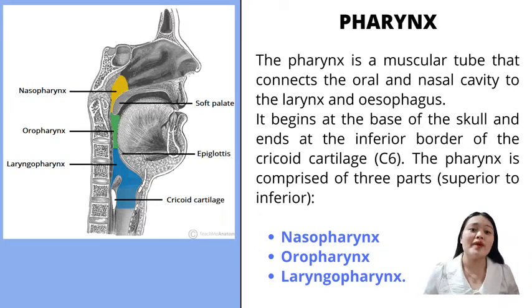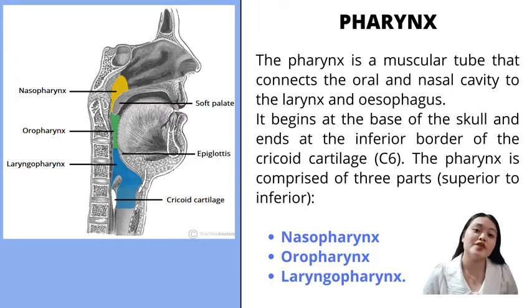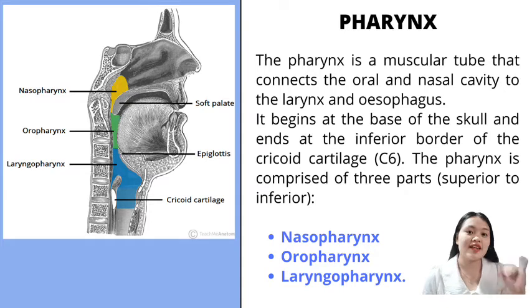The pharynx is a muscular tube that connects the oral and nasal cavity to the larynx and esophagus. It begins at the base of the skull and ends at the inferior border of the cricoid cartilage. The pharynx is comprised of 3 parts, superior to inferior. First is the nasopharynx, second is the oropharynx, and third is the laryngopharynx.